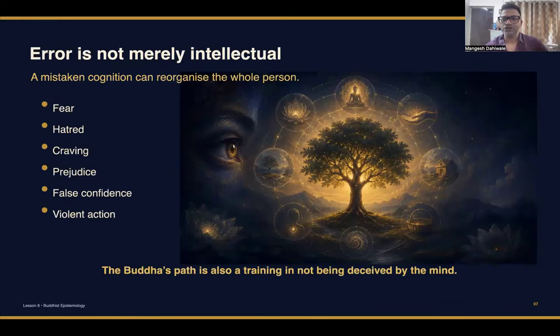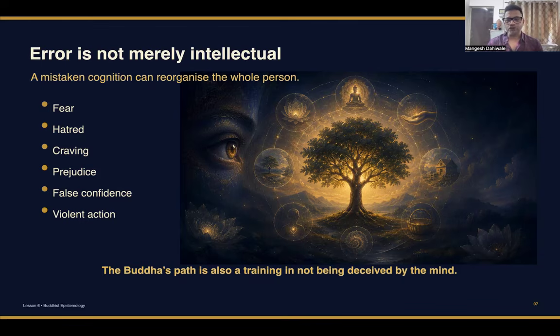So error is not merely intellectual. Whenever we cognize something, the error is not merely intellectual, it goes very deep. A mistaken cognition can reorganize the whole world, the whole person. If we misperceive something, it reorganizes our entire being, doesn't it? If we take something as a fixed belief, it reorganizes our entire belief system, our entire personality. Therefore, it's very important to know that error is not merely intellectual. Sometimes error makes us fearful, it creates hatred in us, it creates craving, it creates prejudices, it creates false confidence, and it might lead to violent action.